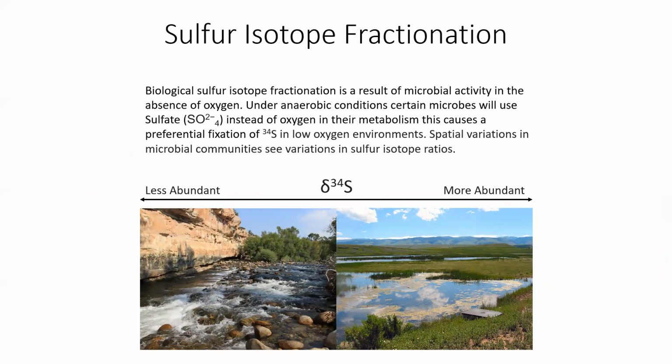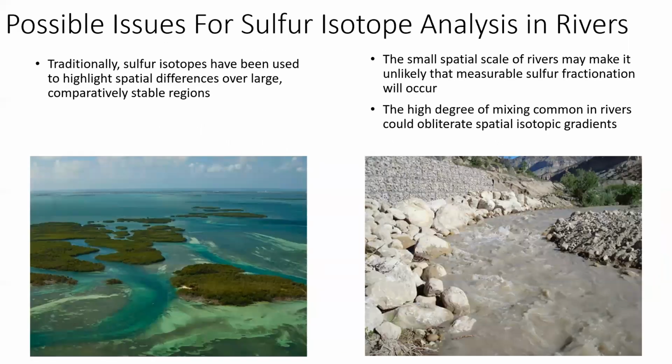In the absence of oxygen, certain microbes can use sulfur compounds instead of oxygen to carry out respiration. The metabolism of these anaerobic sulfur reducers enriches the natural abundance of heavy sulfur isotopes, leading to spatial variations in sulfur isotope ratios. Sulfur isotope analysis isn't new.